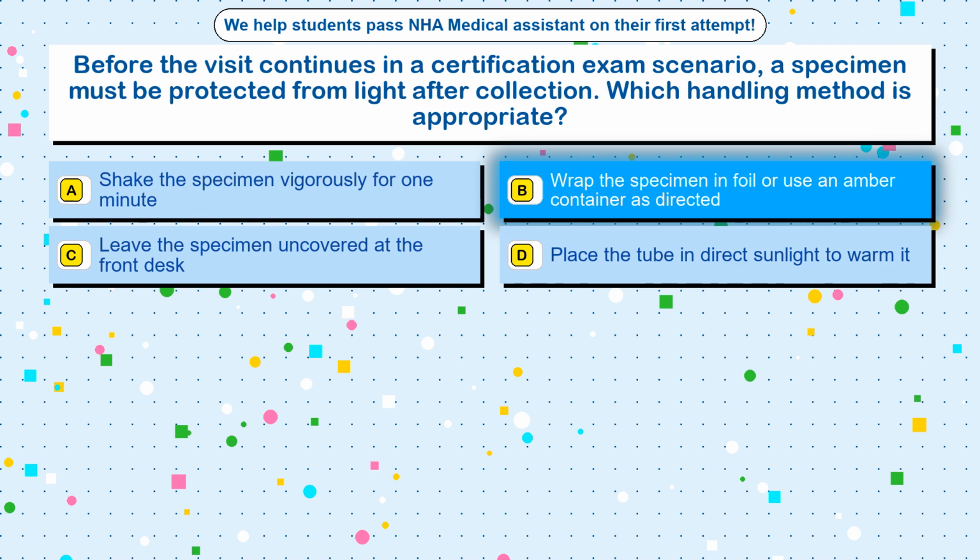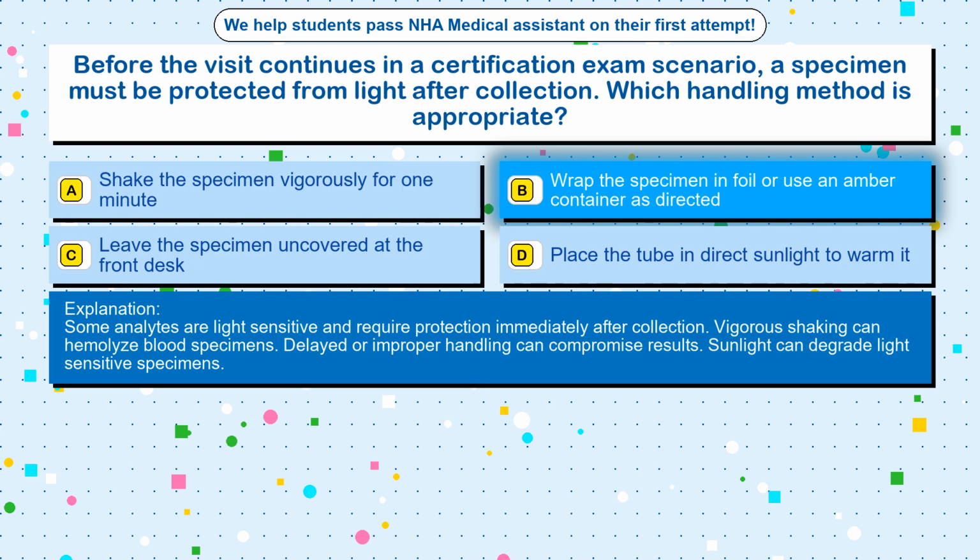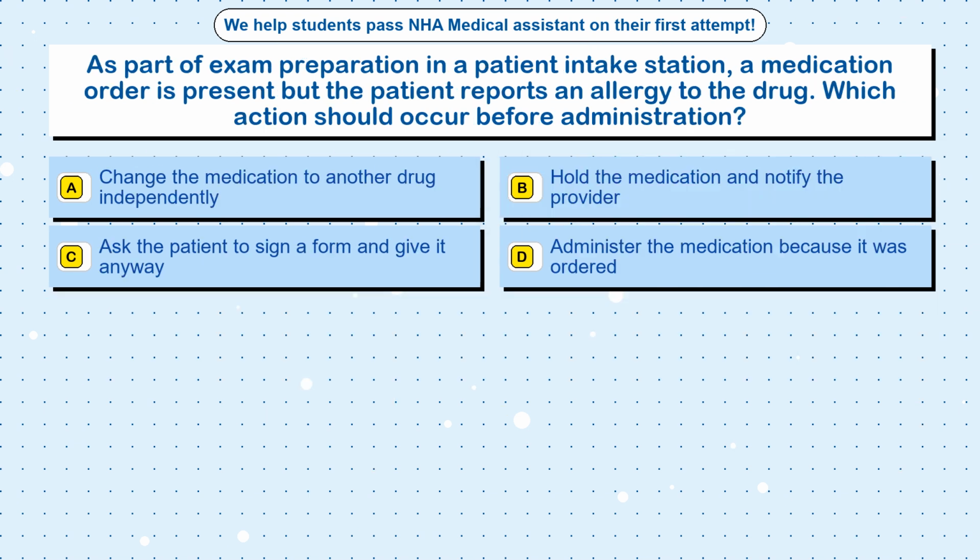The correct answer is option B, wrap the specimen in foil or use an amber container as directed. Some analytes are light sensitive and require protection immediately after collection. Vigorous shaking can hemolyze blood specimens. Delayed or improper handling can compromise results. Sunlight can degrade light-sensitive specimens. Question 72.